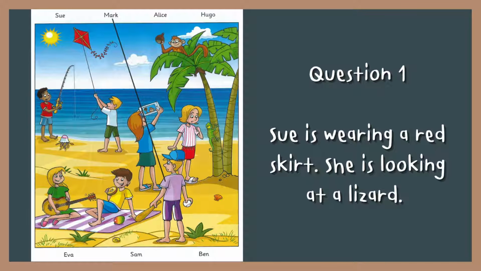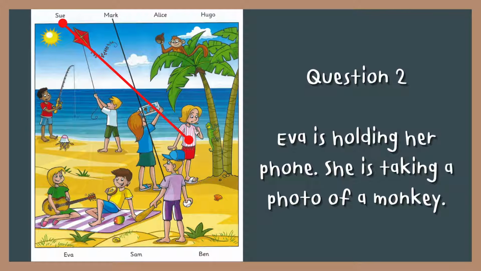Question 1. Sue is wearing a red skirt. She is looking at a lizard. Let's find Sue. She's wearing a red skirt. Ta-da! Here she is. Look, Sue is looking at a lizard.